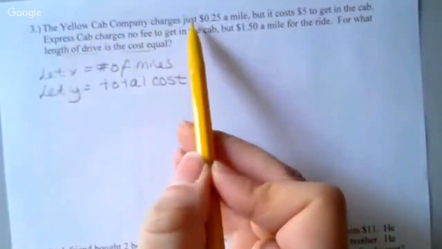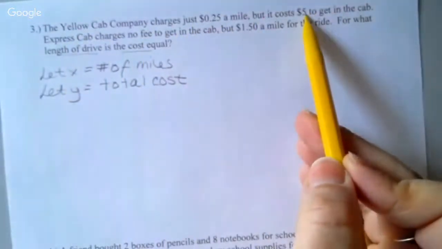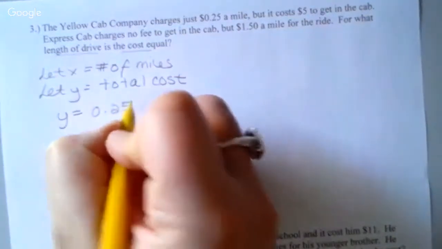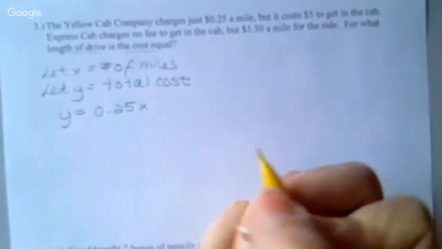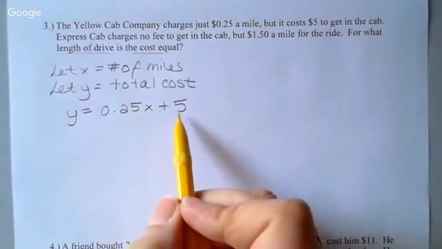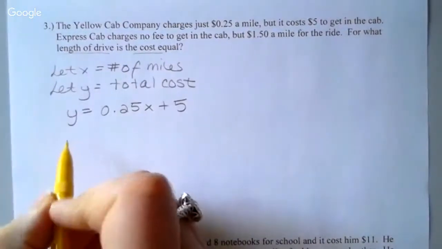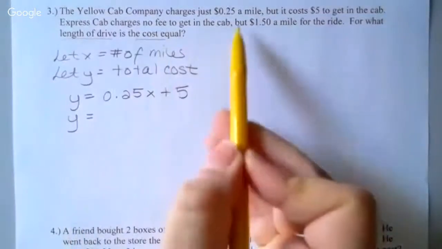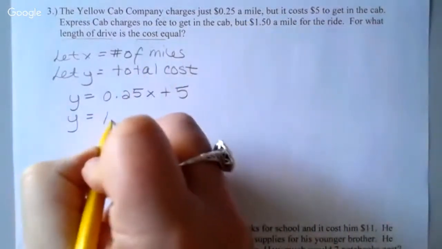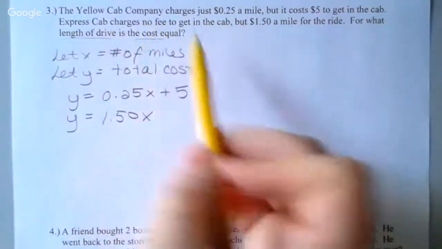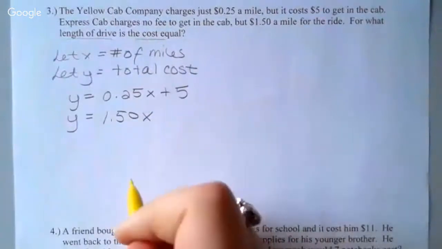So for Yellow Cab Company, it's 25 cents a mile and $5 to get in. So the total cost is equal to the 25 cents per mile, which is X, so 0.25X, plus the $5 it's going to cost just to get in the cab. Express Cab is giving you a total cost, so Y equals, this time it's $1.50 per mile, so 1.50X, and it has no fee to get in the cab, so I have nothing to add to it. So these are my two equations.